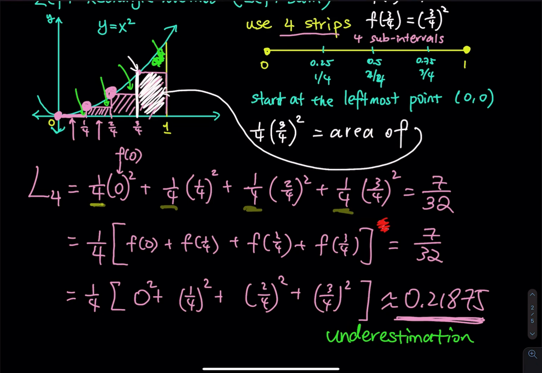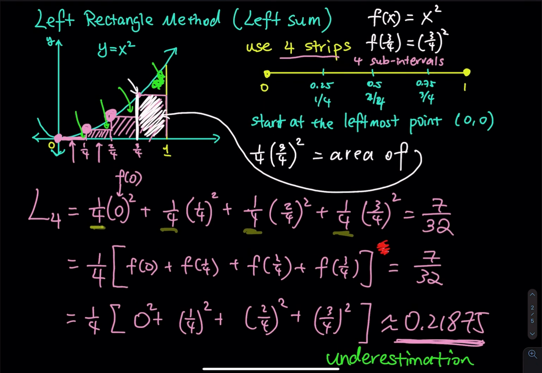All right, so that is how you do the left rectangle method. So let's review this again. When you do the left, you start at the very left-hand side. Every time you draw a strip, you go from left to right, starting all the way on the left. You can write this down: starting all the way on the left, and then every time you draw a line, you go from left to right. All right, so that is how the left rectangle method, the left sum, works.